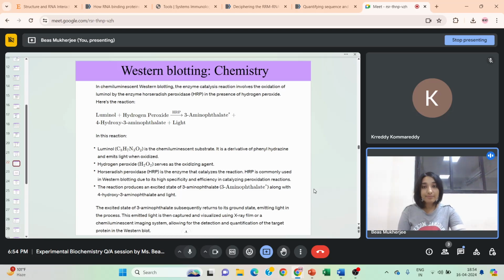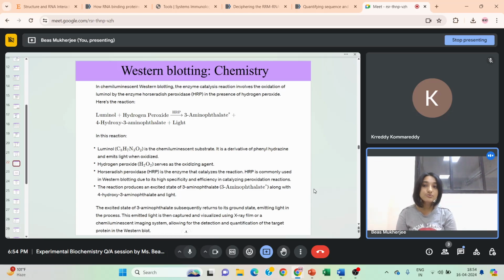So here what happens? Oxidation of luminol. Luminol is a substrate. Okay. So luminol gets oxidized using hydrogen peroxide in the presence of horseradish peroxidase, and a particular substrate, different products are getting formed. Okay. Amongst them, light is one. So H2O2 is the oxidizing agent here, and luminol is a derivative of phenyl hydrazine. You can look up the chemical formula and the chemical structure if you want.